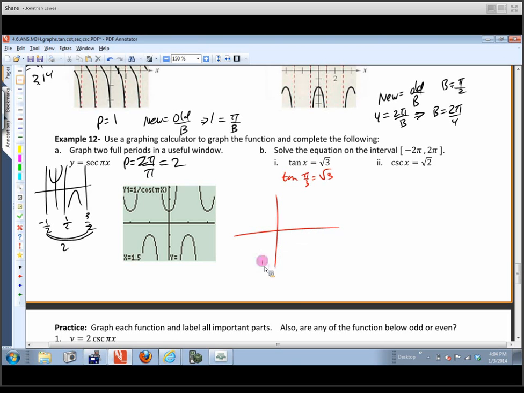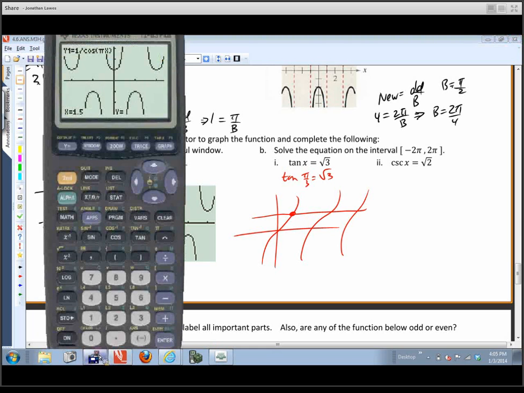Think about what the tangent looks like. It looks like this, okay? Sort of like that. And then we want to know where the tangent graph equals radical 3. Well, radical 3 is about 1.7, and it would hit right here, and that would be the first answer, pi thirds, but here's how we can get the calculator to answer this for us.